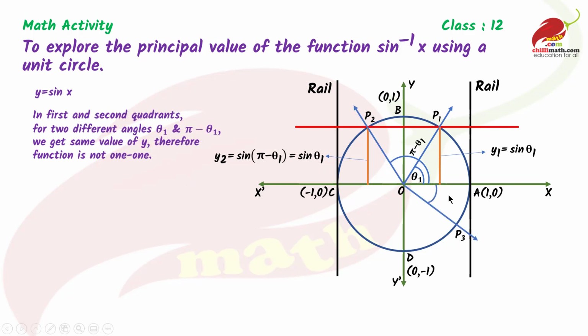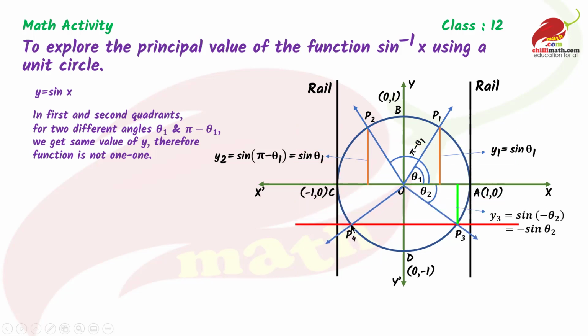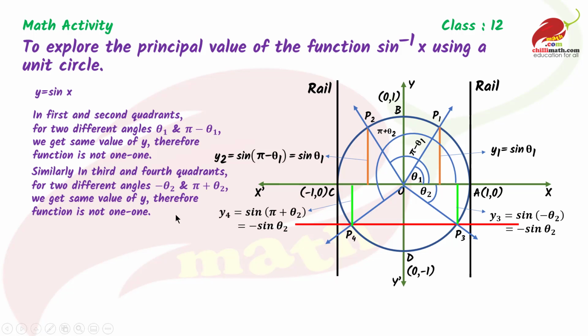Let's take a point in the fourth quadrant which is making an angle theta 2 towards negative side. So its vertical distance will be sine of minus theta 2. So therefore y3 is sine of minus theta 2, which is minus of sine theta 2. Let us take one more point in third quadrant which is making angle pi plus theta 2. This is pi, this is theta 2. Then its vertical distance will be calculated by sine of pi plus theta 2, which is equal to minus sine theta 2. So again in the third and fourth quadrant we have seen for two different angles we have got the same image. So it is not one-one in third and fourth quadrant.